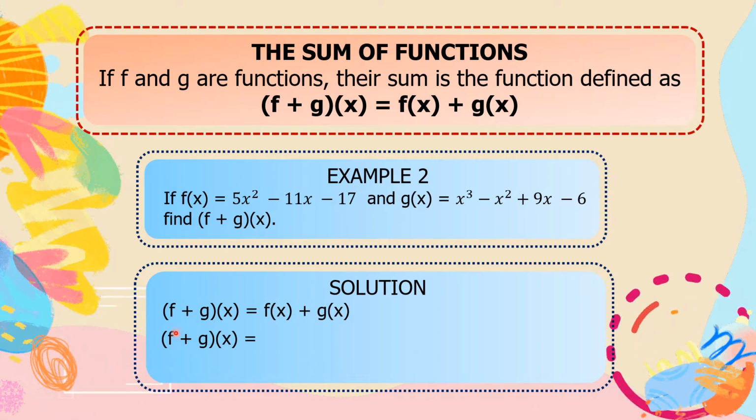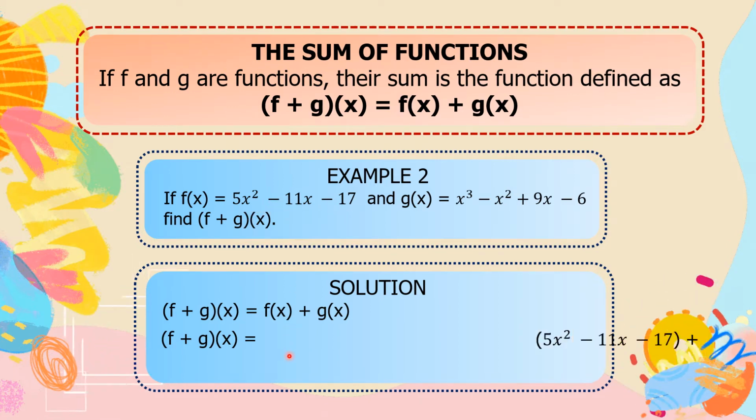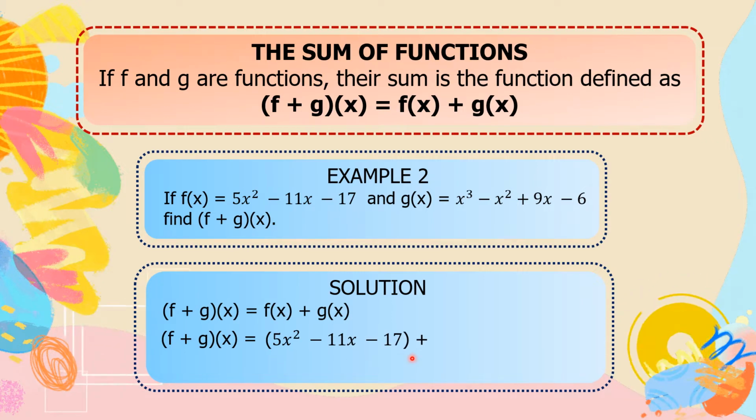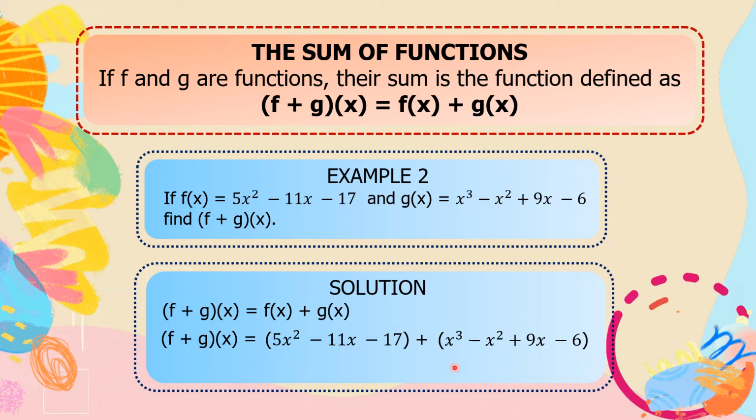So, syempre, copyin ulit natin yung f plus g of x equals, palitan na natin yung f of x ng kanyang value which is 5x squared minus 11x minus 17. Plus g of x. So, palitan natin yung g of x ng kanyang value which is x cubed minus x squared plus 9x minus 6. Now, let's add.